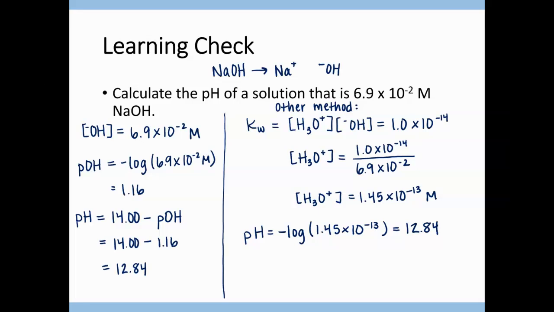I said I don't care. It doesn't matter. There are some problems where this method will be more useful. For example, what we did earlier, so the section on the auto-ionization of water, if all you're looking for is this concentration, then this method is more direct to find this concentration, but either one is fine.